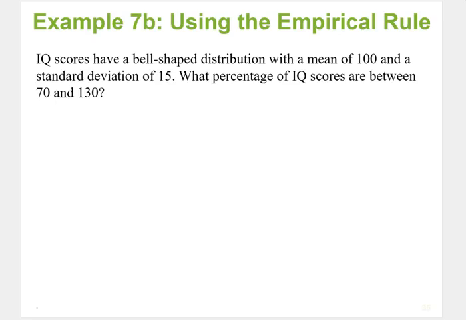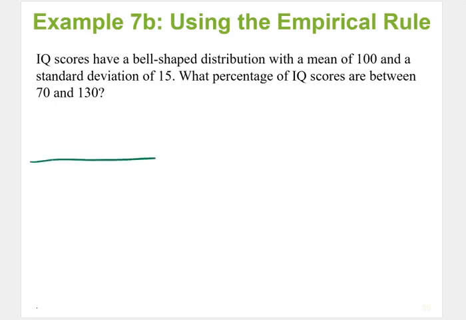All right, IQ is often used when talking about the empirical rule, because IQ scores do have a symmetrical bell-shaped distribution. The mean IQ is 100 and the standard deviation is 15 points on that IQ scale. So what percent of IQ scores are between 70 and 130?